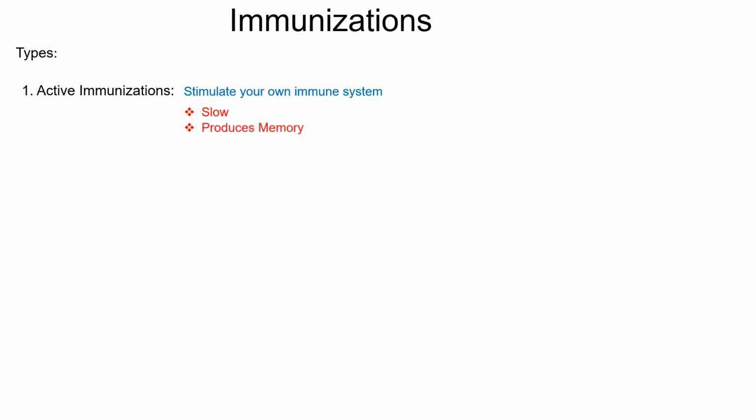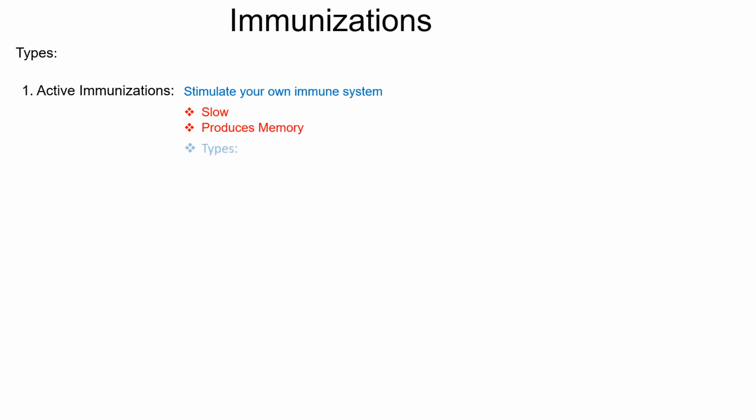Now we're going to move into chapter 17 on immunizations. Now, the first immunization we're going to talk about is one that is active. Now, an active immunization means that your own immune system is stimulated. That means you're going to get memory. The problem is it's extremely slow to do so. So the benefit is memory, but it's going to be slow to gain it.